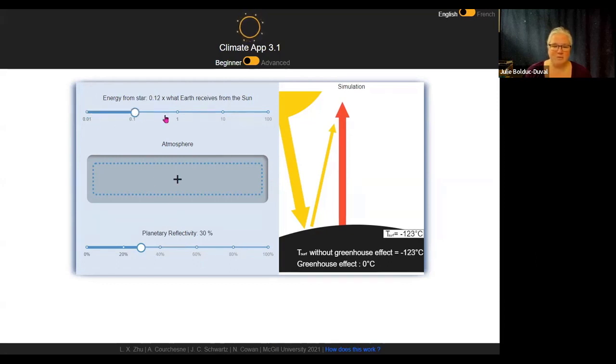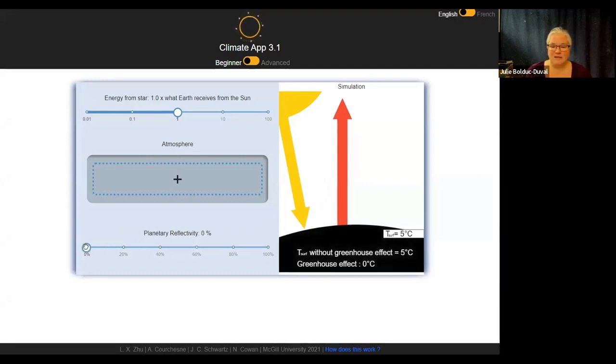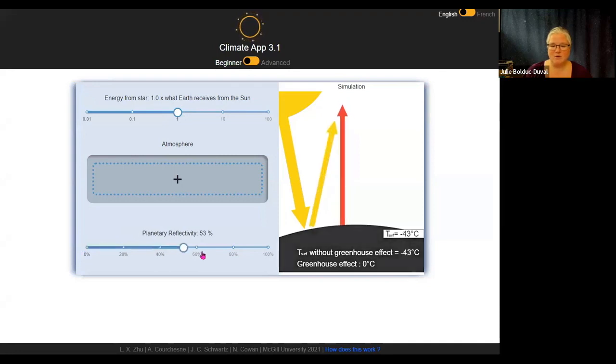Now, if we leave it at 1 for now, and we play with the planetary reflectivity, or the albedo, if you prefer, we put it as planetary reflectivity and as percents because we felt it was easier for high school students to understand those concepts in percentage. So it's the fraction of starlight that's reflected by the planet. So again, Earth is 30%, or you could have 0% reflected, or you could have 100%, and you can see the change in the temperature as well.